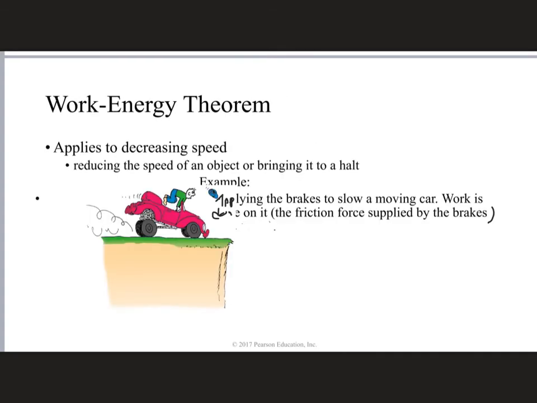Now we want to talk about a very important principle in physics, the idea of the work-energy theorem. This can apply to increasing speed and it can apply to decreasing speed. The example commonly used for decreasing speed is when you have friction. For example, if you have a car and you hit the brakes, the braking causes more friction, and that reduces the energy, and it causes the car to slow down until it stops.